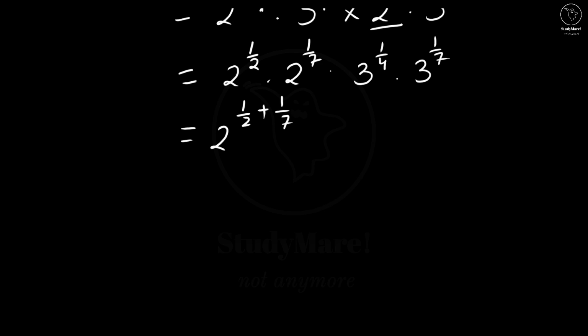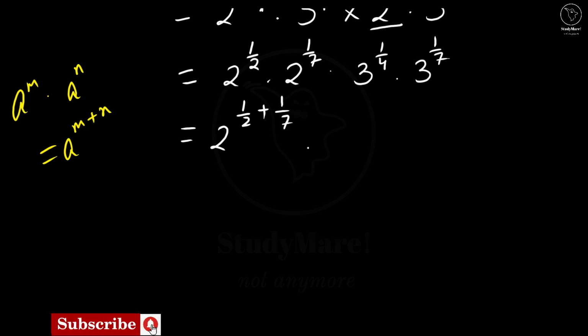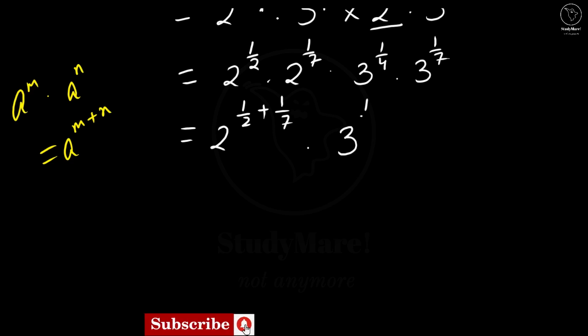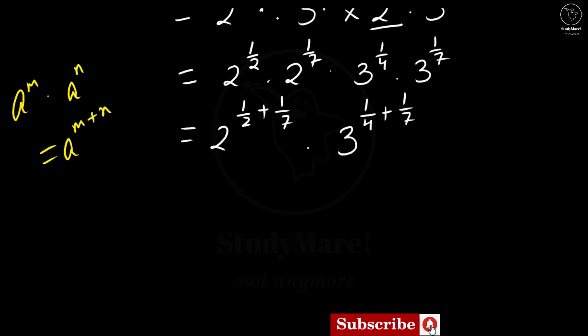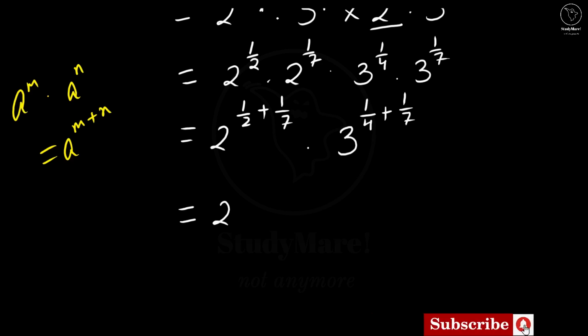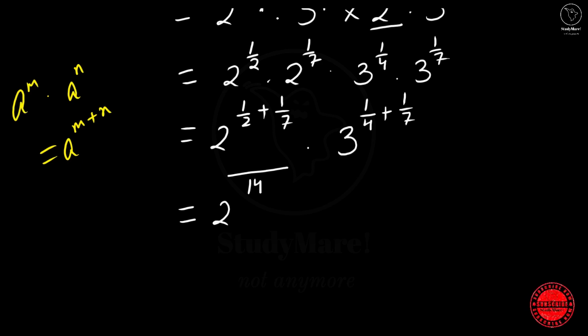7. How? Simple. a to the power m into a to the power n is equal to a to the power m plus n. We have used this identity. Using the same identity here, we get 3 to the power 1 by 4 plus 1 by 7, which is equal to 2 to the power 2 and 7. So we get the LCM as 14. 2 7s are 14, 7 1s are 7 plus 7 2s are 14.